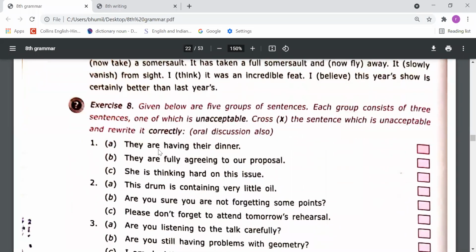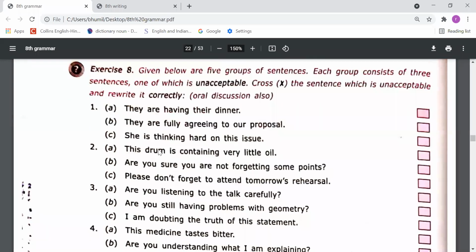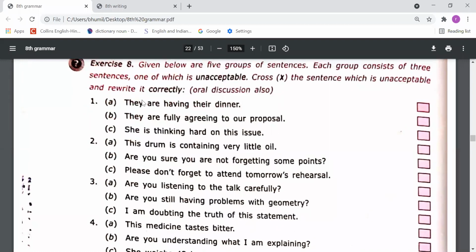Come on, exercise number 8. Given below are 5 groups of sentences. Each group consists of 3 sentences, one of which is unacceptable. Cross the sentence which is unacceptable and rewrite it correctly. Oral discussion only also, please. So 5 groups are there. 3 sentences are written in every group. One is wrong, so please find which is wrong.